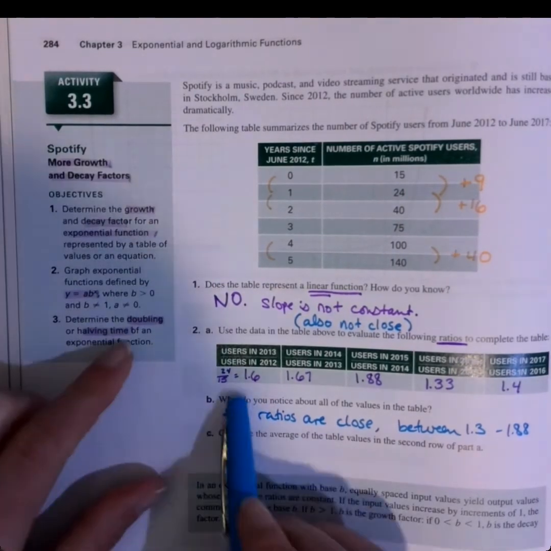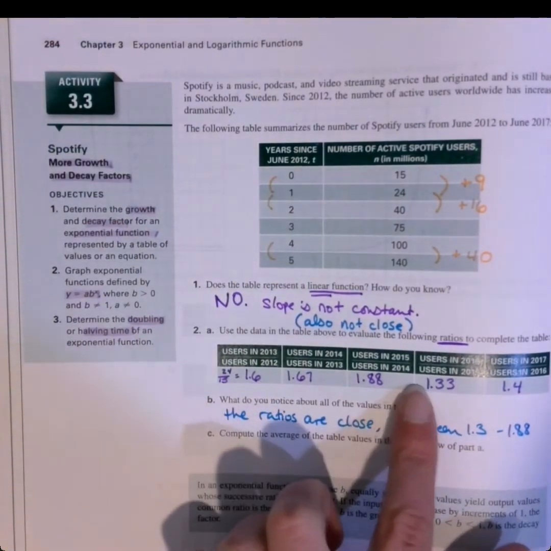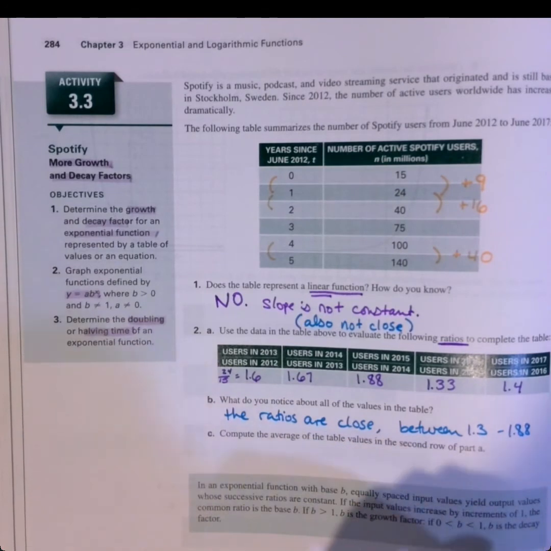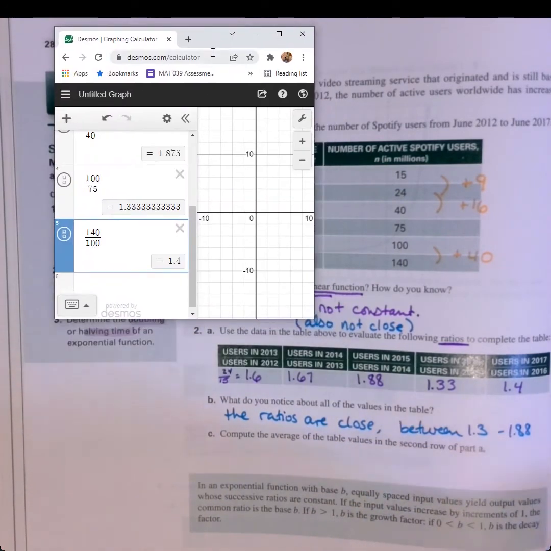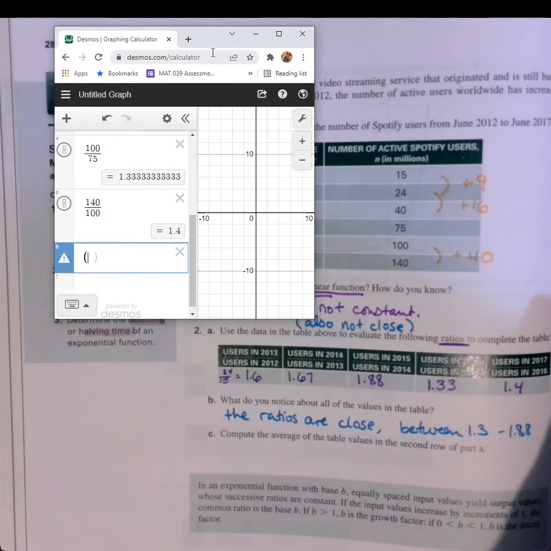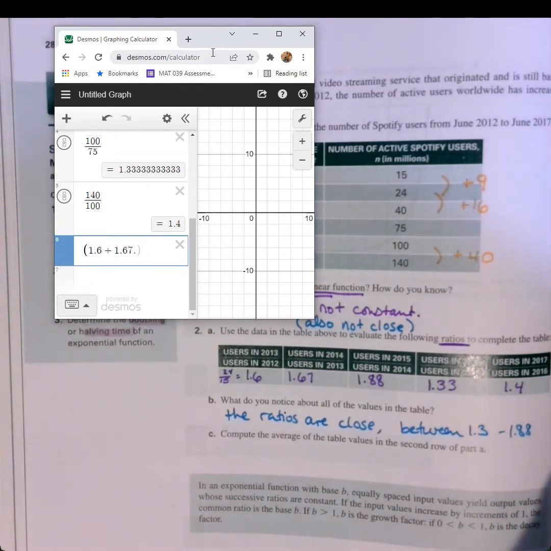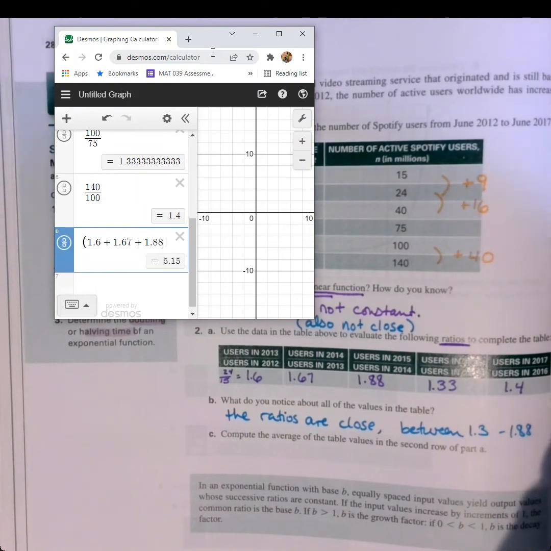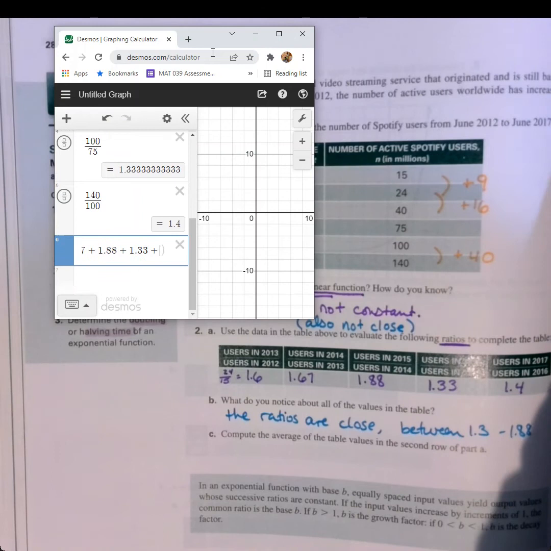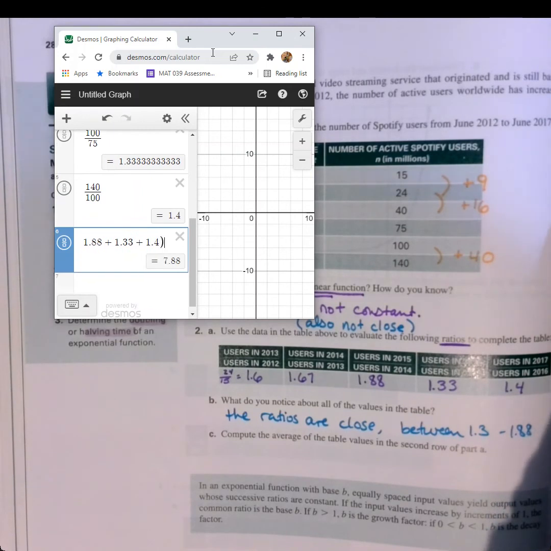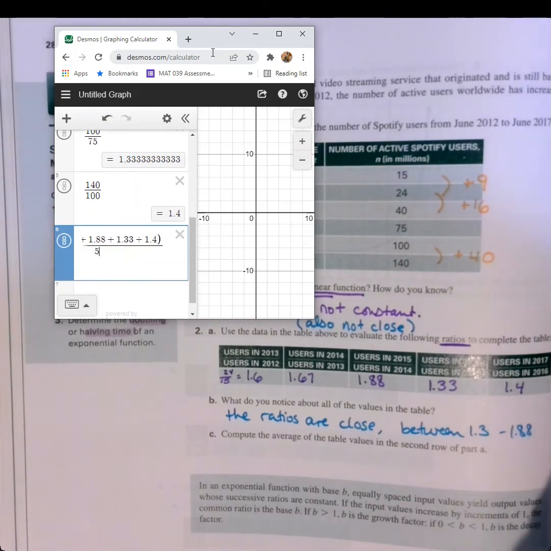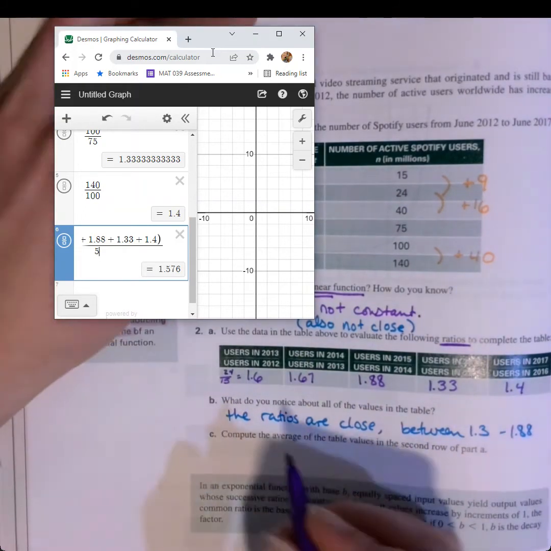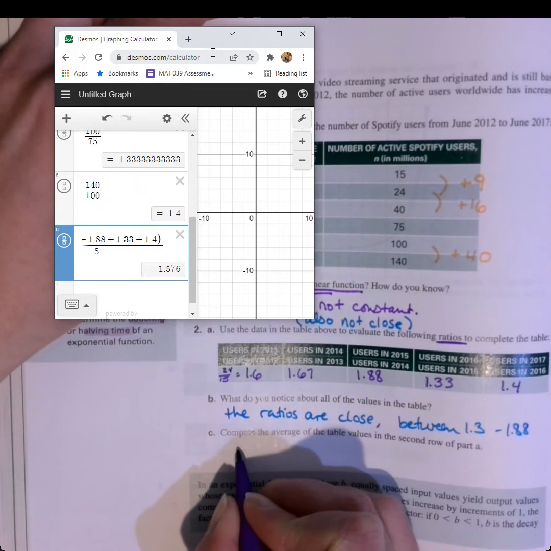Okay. So we're going to compute the average of those now. We're going to add them all up, and we're going to divide them by 5, since there are 5 different ratios we have here. So I'll move this back over, and we'll do parentheses 1.6 plus 1.67 plus 1.88 plus 1.33 plus 1.4. And like I said, there's 5 items, so I'm going to divide that whole sum by 5. So it puts me in the range of 1.58.